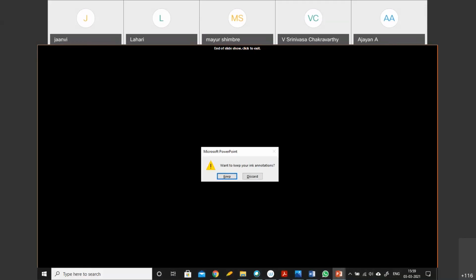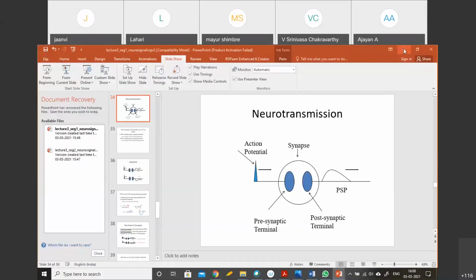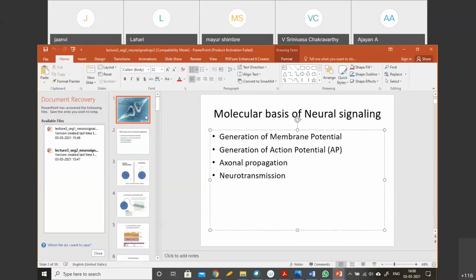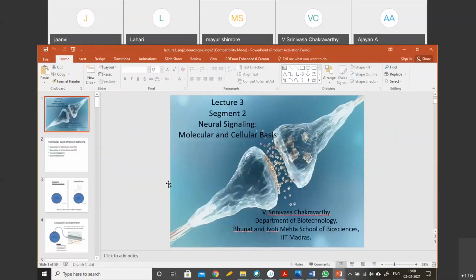Okay, so that is a very simple summary of how signaling proceeds in the brain. Now I'll go into the same topic, but at a slightly deeper level, going into more details, and let us see how it looks.